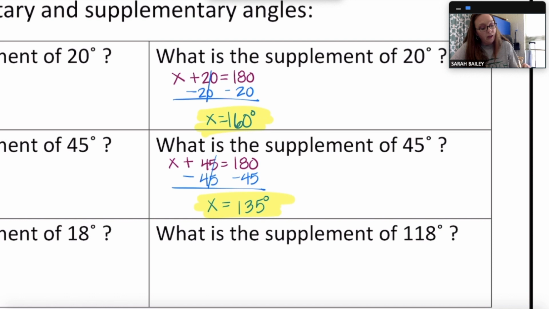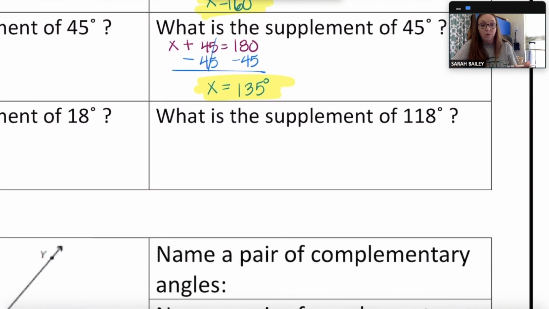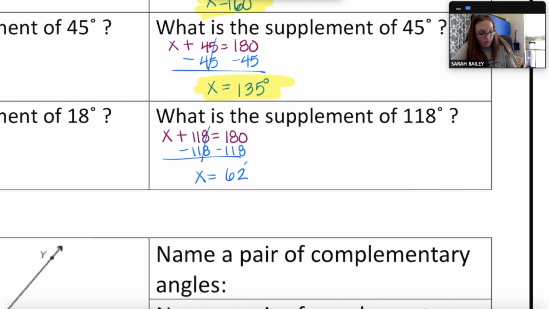Let's do one more, and then I'll give you an opportunity to do some practice on your own. What is the supplement of 118 degrees? I'm going to write x plus 118 equals 180, because remember, supplementary angles are two angles that add up to 180. To figure this one out, all I've got to do is figure out 180 degrees minus 118 degrees. And that's going to be 62 degrees.